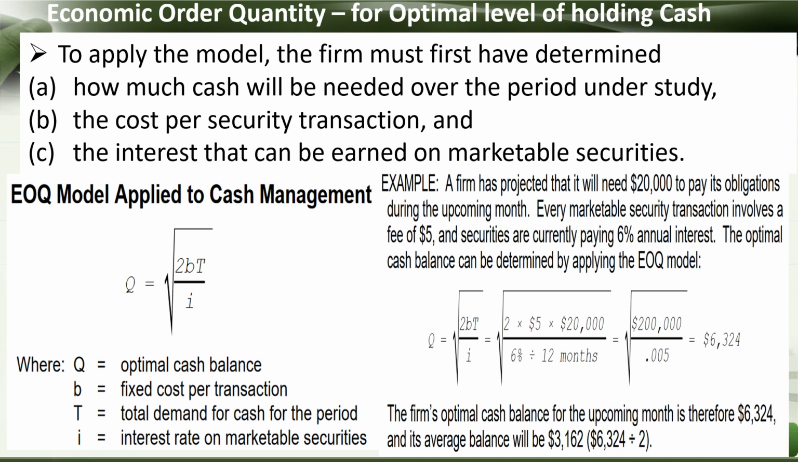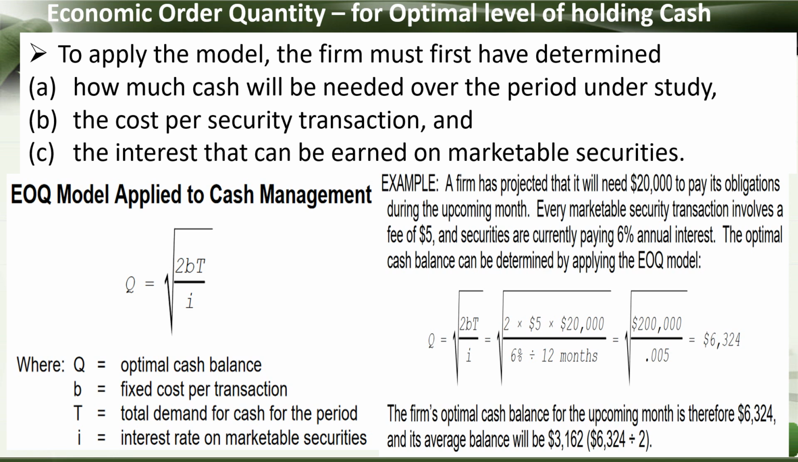The economic order quantity is applied in order to calculate the optimal level of holding cash. In this, we need to determine how much cash will be needed over the period under study, whatever the accounting period or duration, and the cost per security transaction. That is the opportunity cost or the marketable return on investment, all these things taken together.